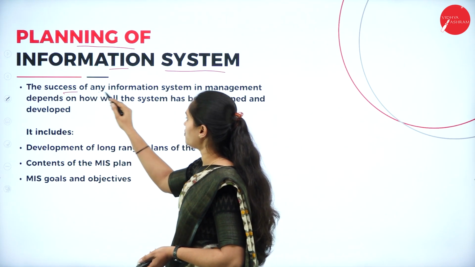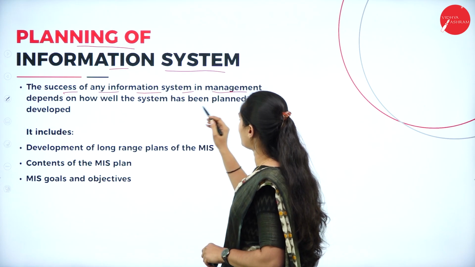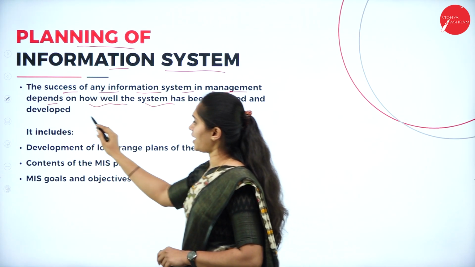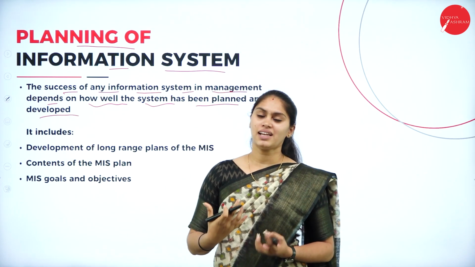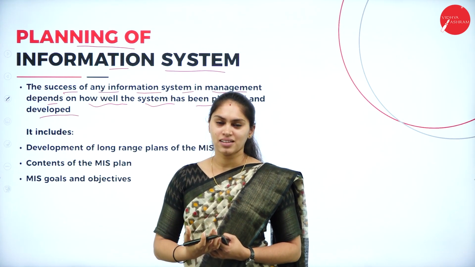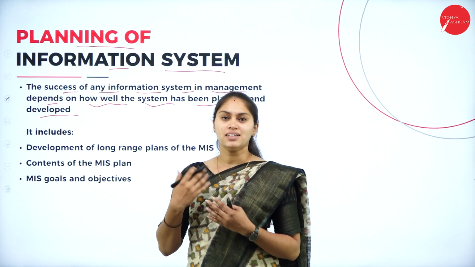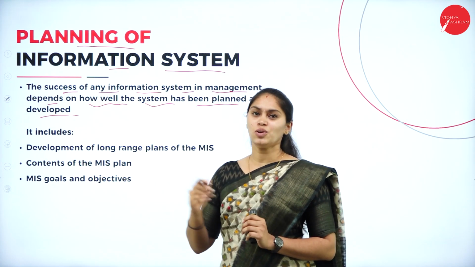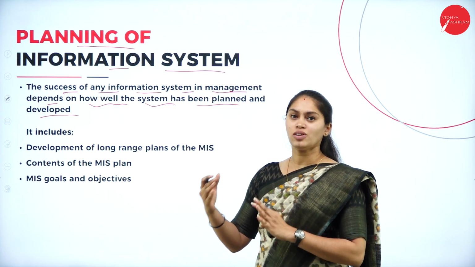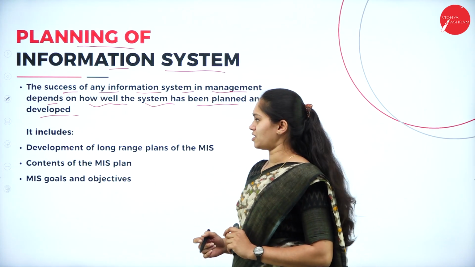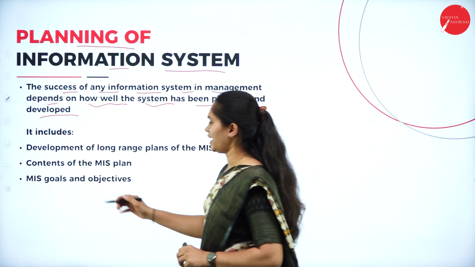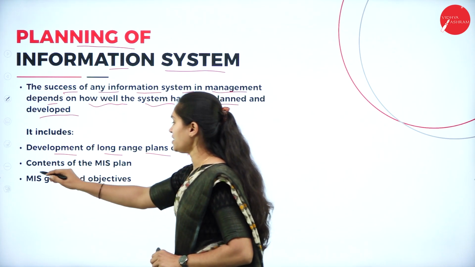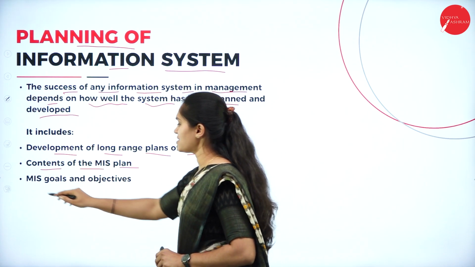So the success of any information system in the management depends on how well the system has been planned and developed. So what are the terminologies we are considering, how we are planning the organization to be, these are the plans and goals, everything matters in order to achieve the aim or the goal of an organization. This information system planning includes development of long range plans of the MIS and contents of the MIS plans and MIS goals and objectives.